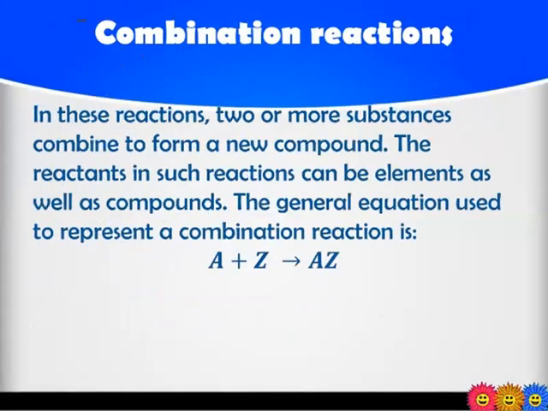Combination reactions involve two or more substances combining to form a new compound. The reactants in such reactions can be elements as well as compounds. The general equation used to represent a combination reaction is A + Z → AZ.